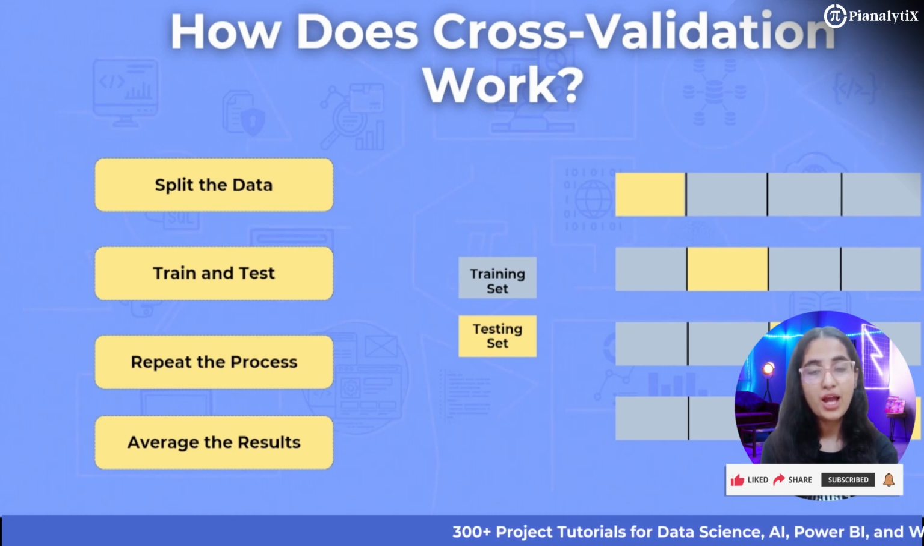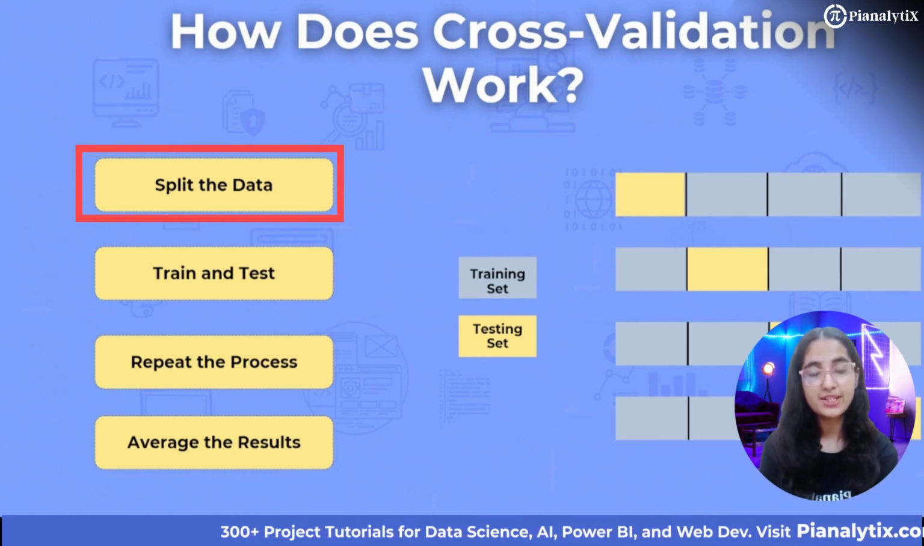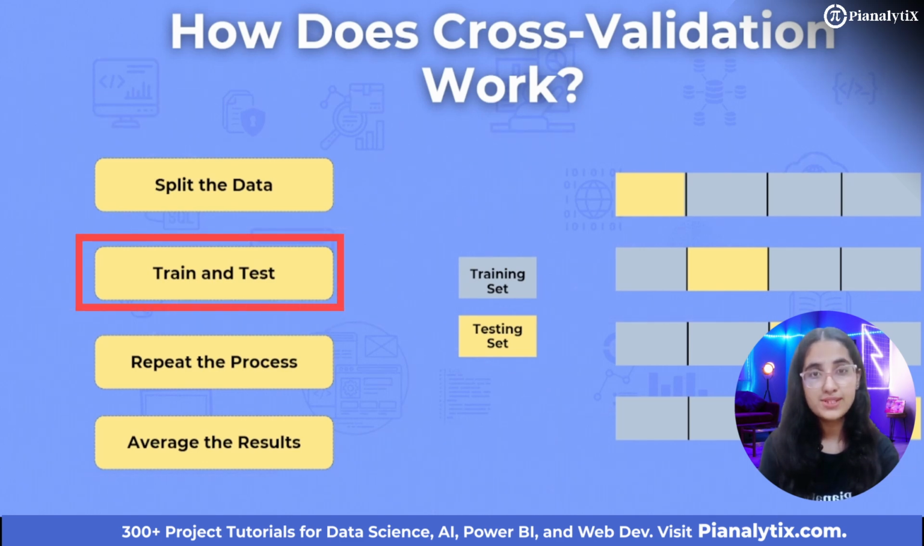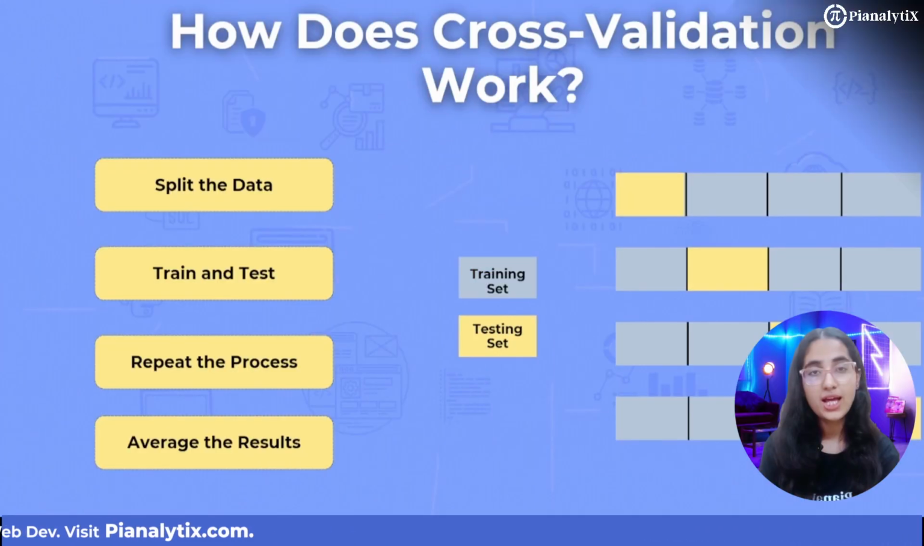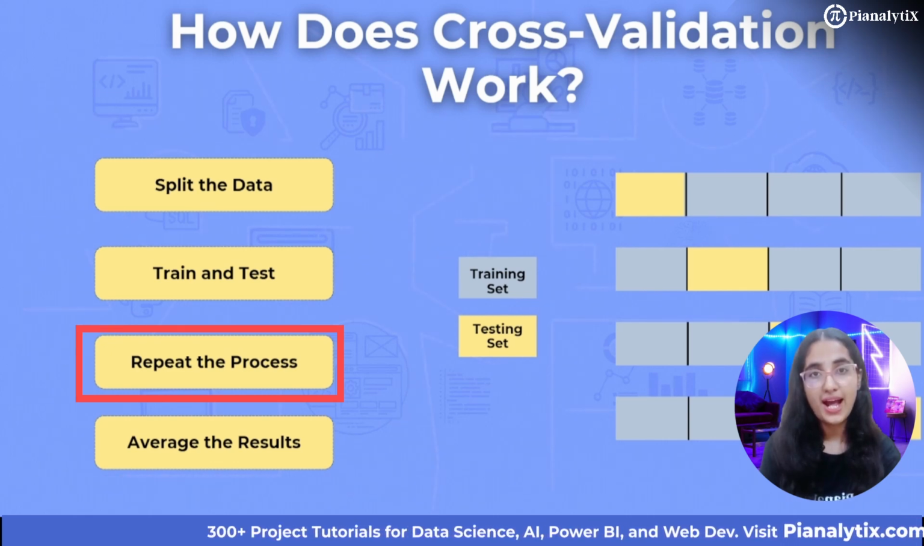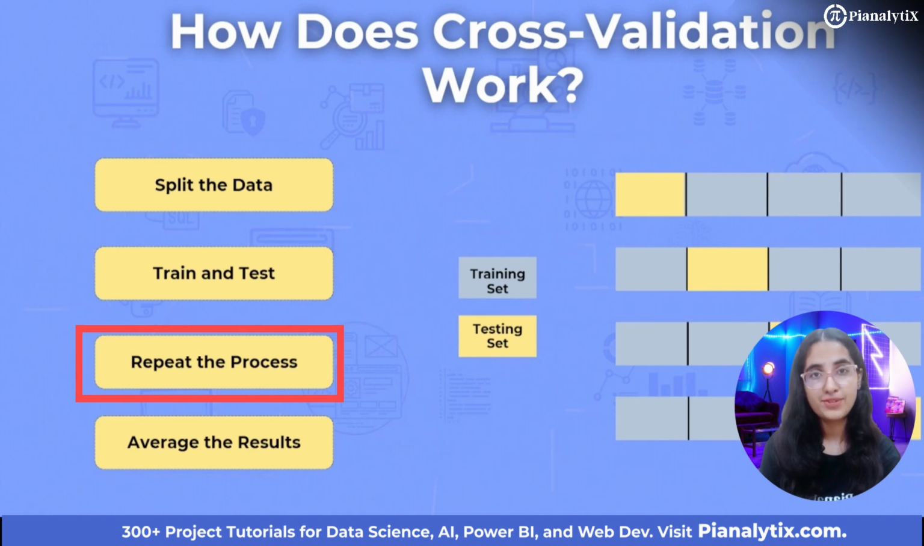Now, let's talk about how cross-validation works. First, splitting the data. Cross-validation involves splitting your dataset into multiple parts or folds. Think of it like slicing a loaf of bread into smaller pieces. Second, train and test. You train your model on most of these folds but leave one slice out for testing. For example, in four-fold cross-validation, you split the dataset into four parts. You train on three parts and test on the fourth part. Third, repeat the process. For four-fold cross-validation, this process is repeated four times, each time using a different part of the data for testing.